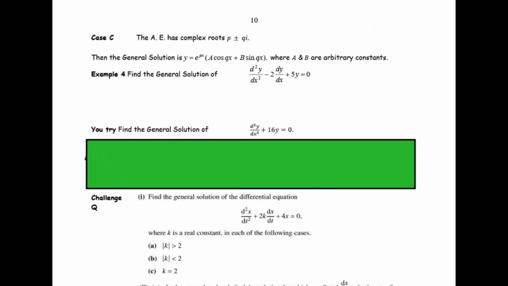Third type of equation is if you get complex roots for your auxiliary equation. So again, you just accept that this works. If you get complex roots for your equation, you just get this form. So you get e to the real part times x, and then you get a cos of the imaginary part x plus b sine of the imaginary part x. It's kind of because of something that we're going to learn in the second complex numbers pack.